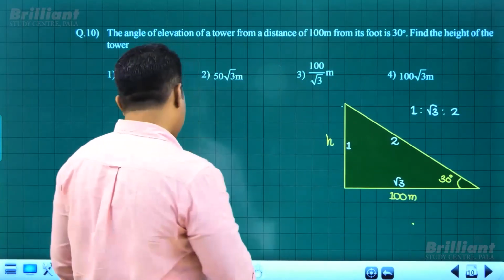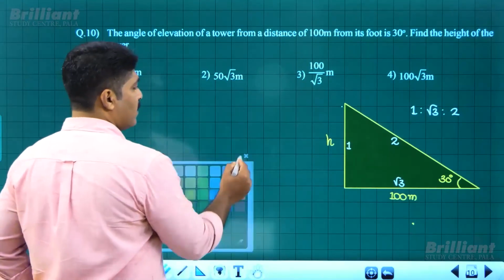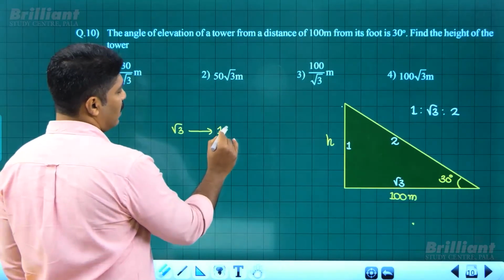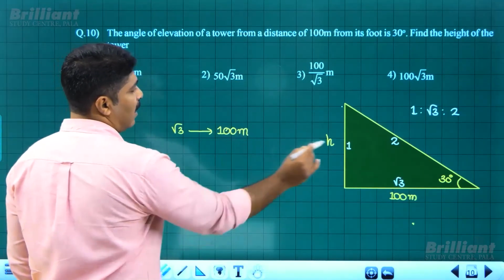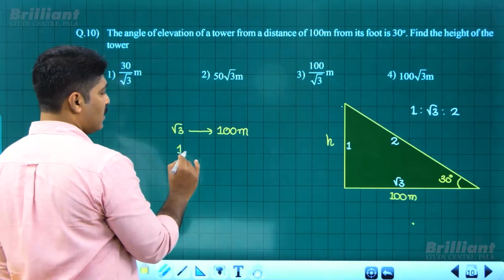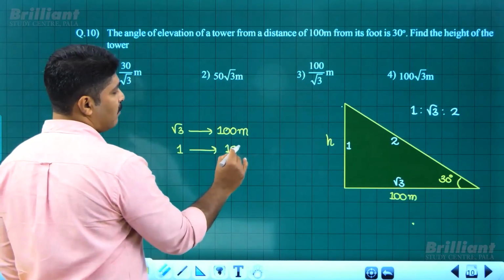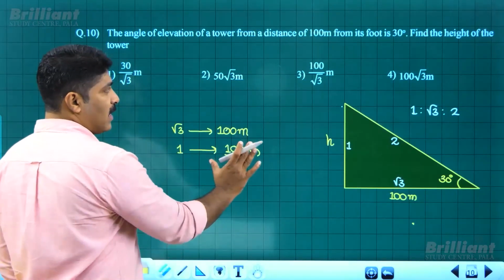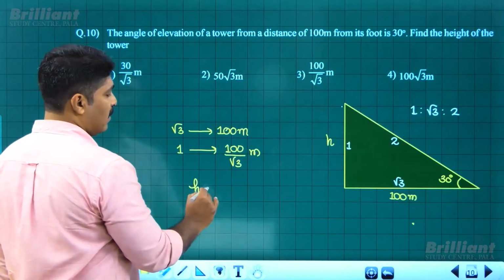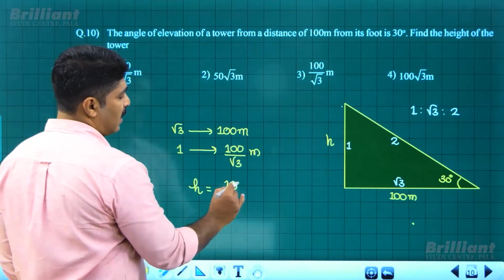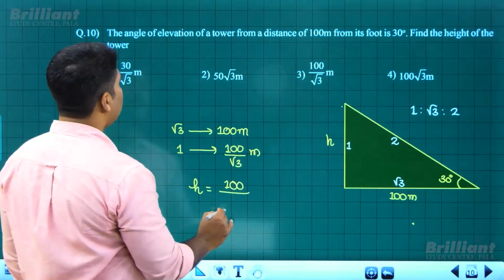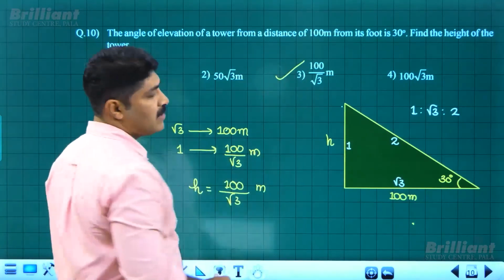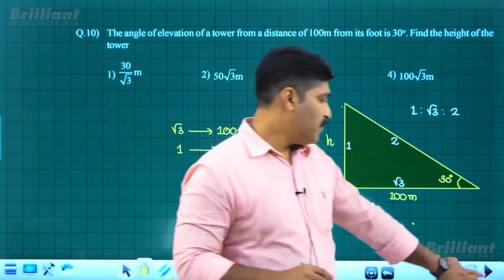If this √3 is representing 100 meter, correct? √3 is representing 100 meter. Then we have to consider what this 1 represents. That's the height. So that is simply 100 by √3 meter. So this is the height of this building, therefore tower. Therefore the answer is height is equal to 100 by √3 meter. So that is option 3. Okay, then we can move to the next question.